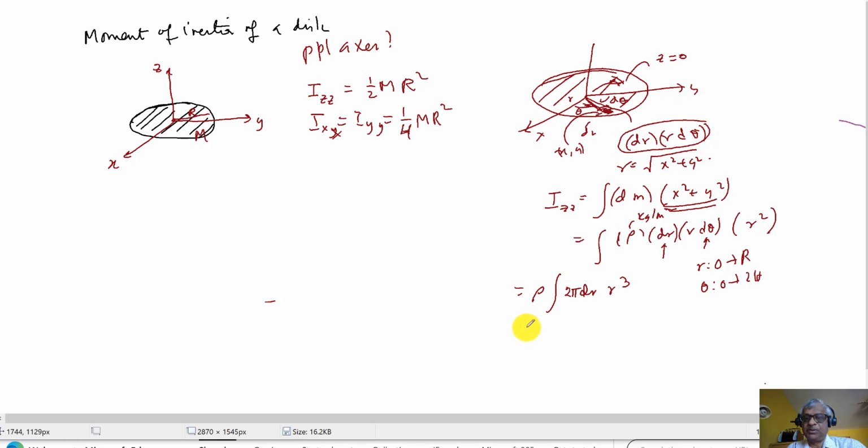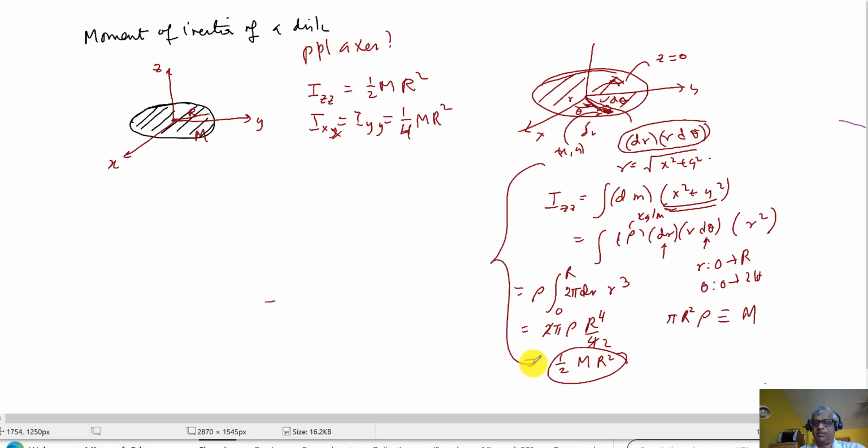So let's see, we have 2 pi rho, and this goes from 0 to r of r to the power 4 over 4, and pi r square rho should be the total mass. So this gets 2, and so this is half m r square. Everybody can do this very easily, like we did just now. It's the other ones that are usually hard to do. So let's see how that will go.